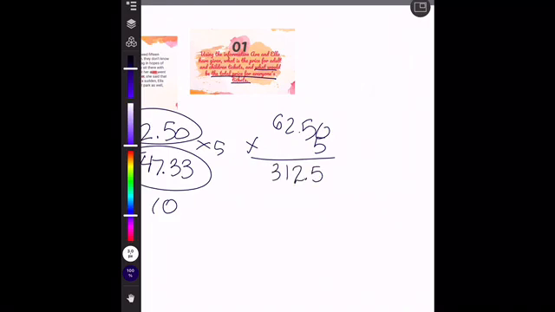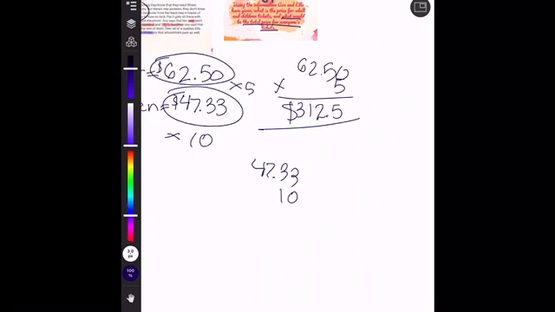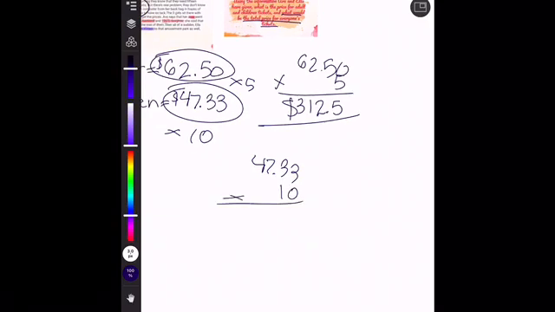312.5. Okay, so this would be the total cost for the adults tickets, right? Now for the kids we would do 47.33 times 10, and that gives us 473.3, and this would be the total for the children's tickets, right?